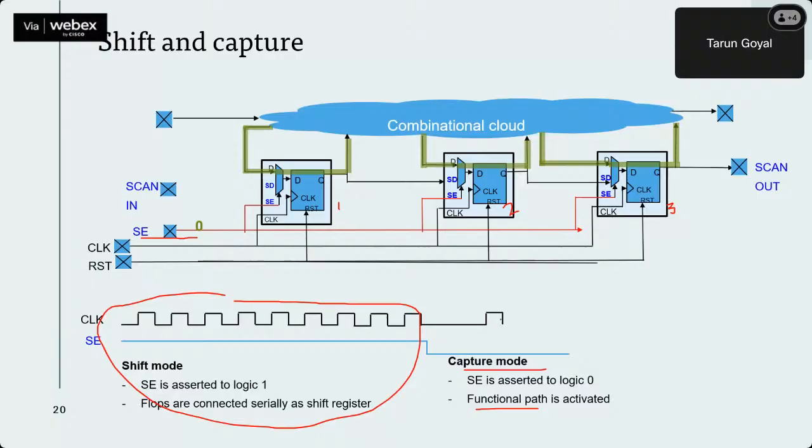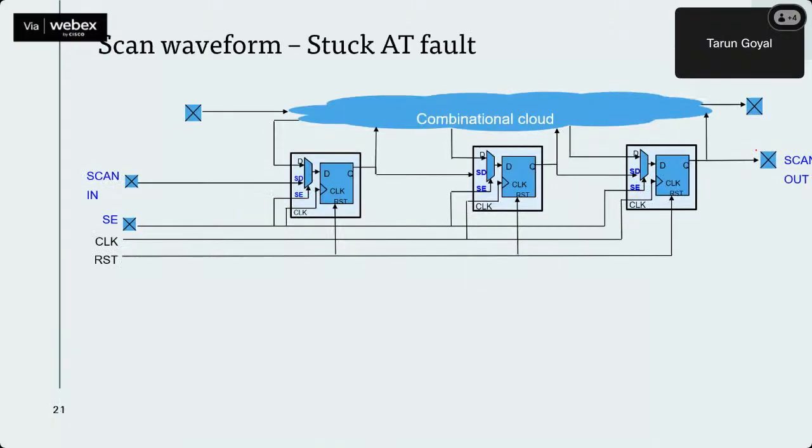Now we give the capture cycle. It will capture the value from D, and then again we will shift out. Keep the scan enable high, then my Q will start shifting out from this, and we will measure on the scan out. Okay, so this is the stuck-at fault testing.